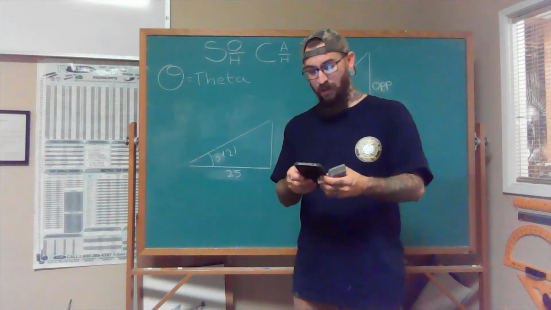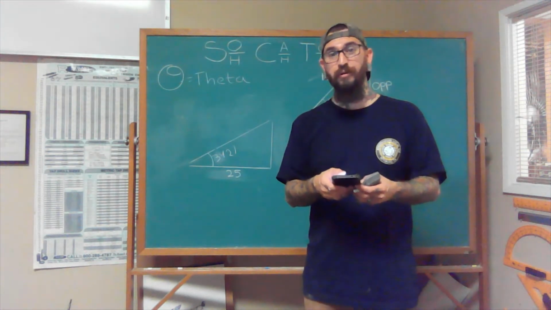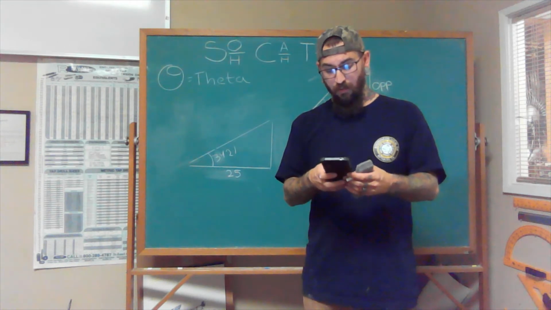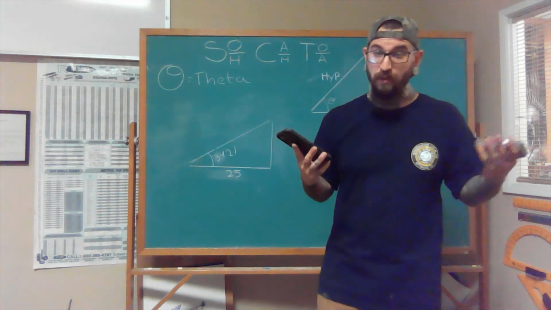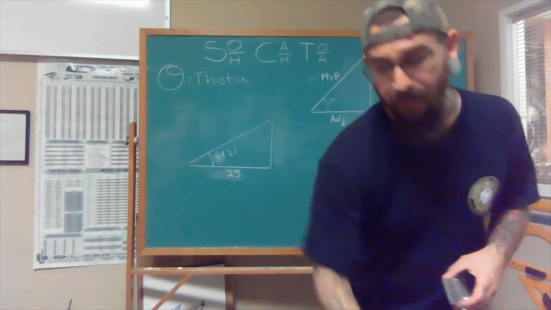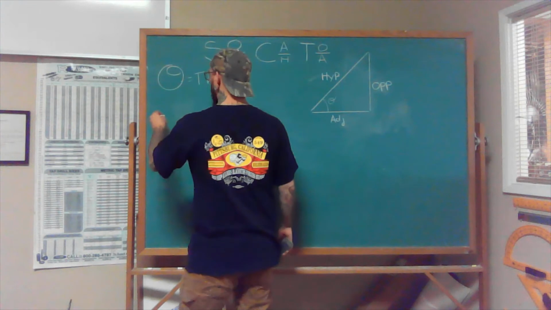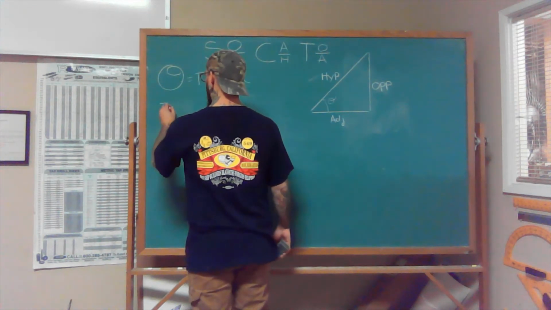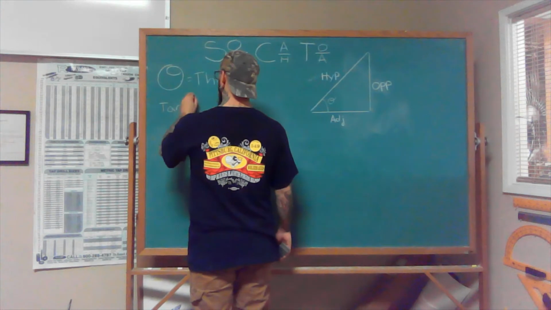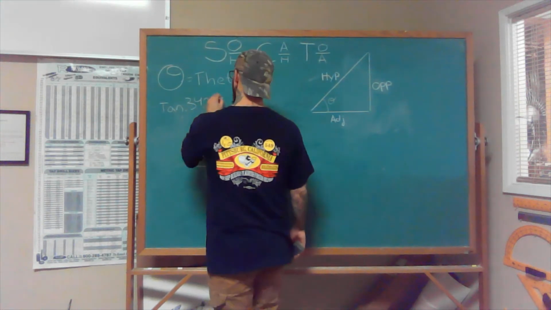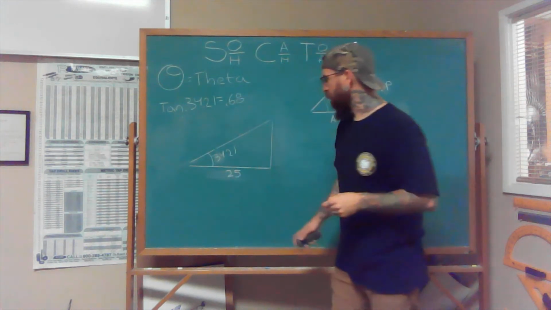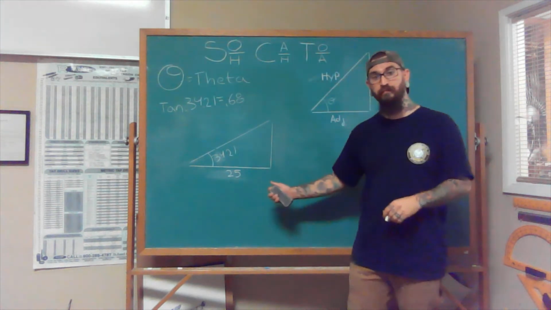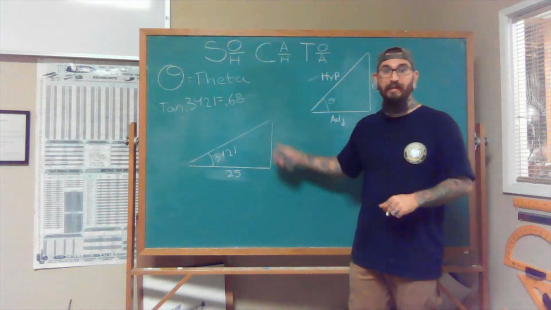Okay, so once that's off, we want to hit tangent, or tan, and punch in 34.21. And on my calculator, it gives me 0.679, 0.68. So once again, what that's saying is that's our ratio. So the tangent of 34.21 equals 0.68. Once again, for every 1 inch over on that bottom, it's going to come up 0.68 inch.